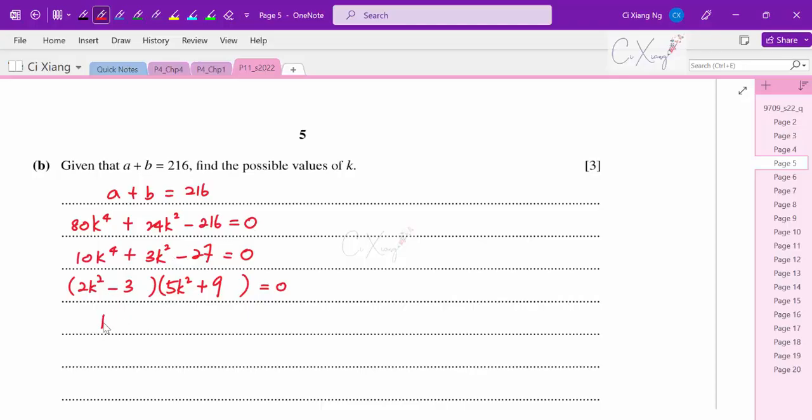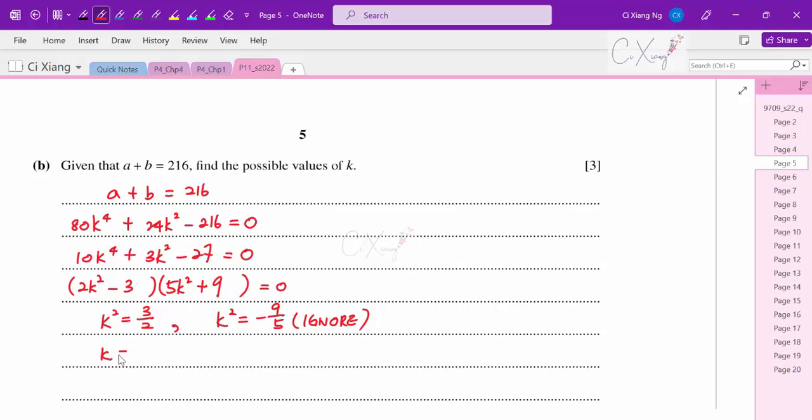Alright, so continue from here. I'm having k² equals to 3 over 2. K² equals to negative 9 over 5. So I think for this part of the answer, we need to ignore it because when we take square root for the negative value, it will be a math error. Then we come back to the first part here. Okay, so I can further simplify this one.